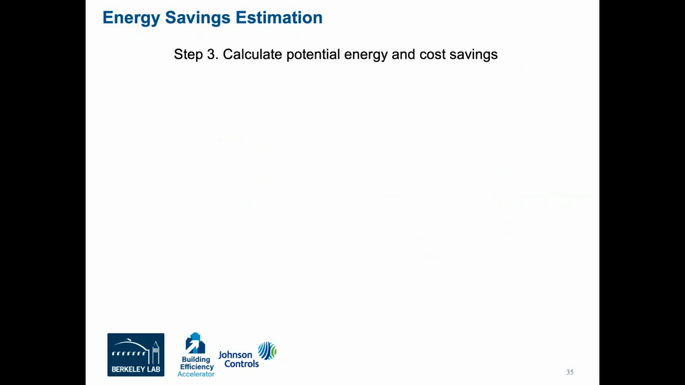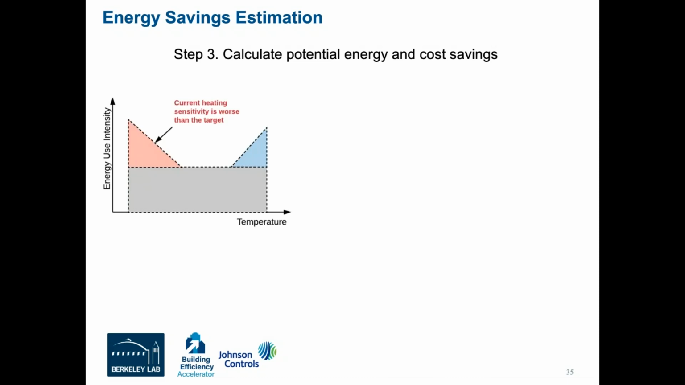So the next step within the analytical engine of Better is calculating potential energy and cost savings. In this case, we've got a rough diagram here of an inverse model where the current heating sensitive consumption is worse than the target. So target is the darker red triangle. Current performance is worse. So some facility improvement measures are suggested to reduce that heating sensitivity.